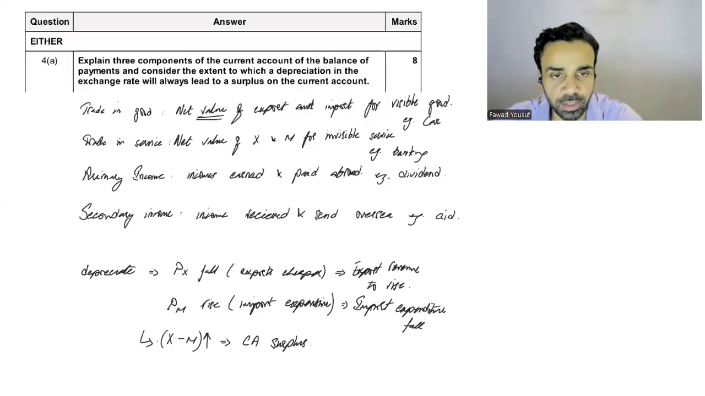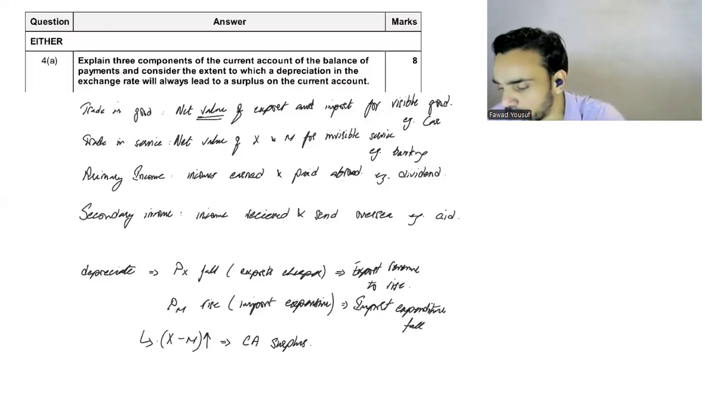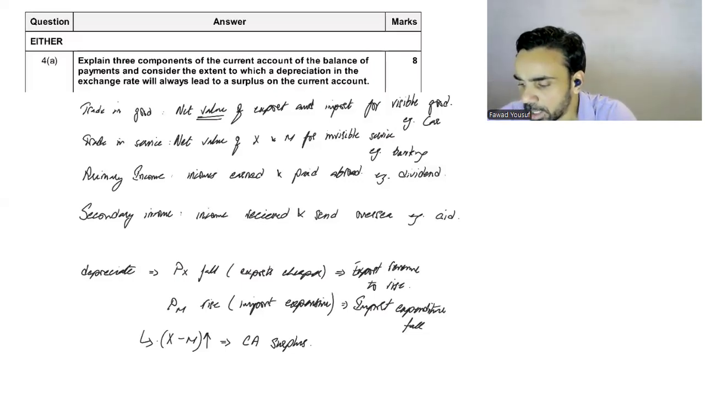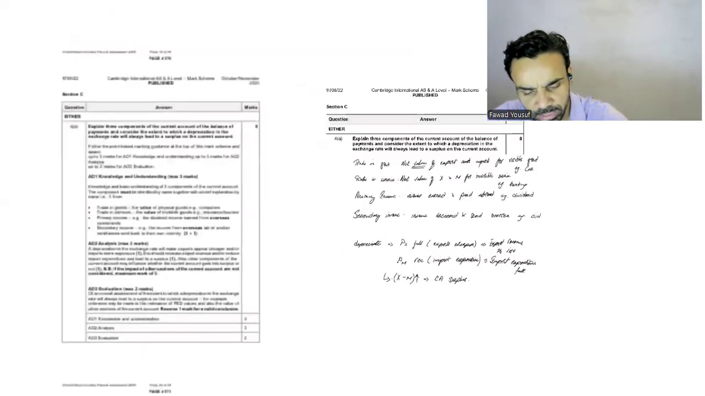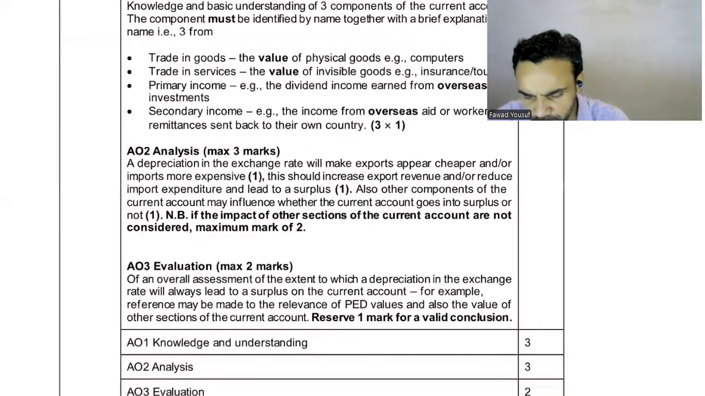like what I'm saying right now, a connection of depreciation with exports and imports has been made, but there is no discussion of primary and secondary incomes. So here you can't give the third mark. In fact, if I show you the marking scheme, one second though, yeah, take a look over here. After the first 3 marks, a depreciation in the exchange rate will make exports cheaper and or imports expensive.